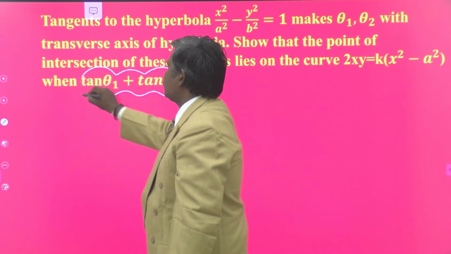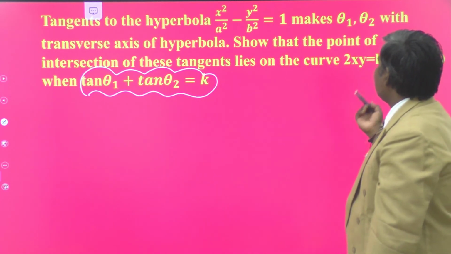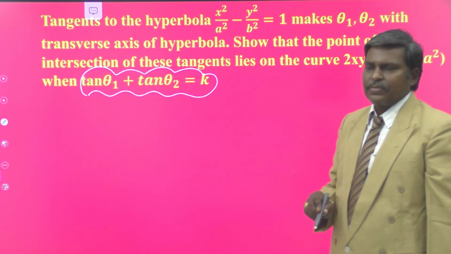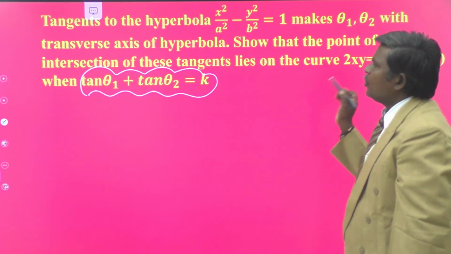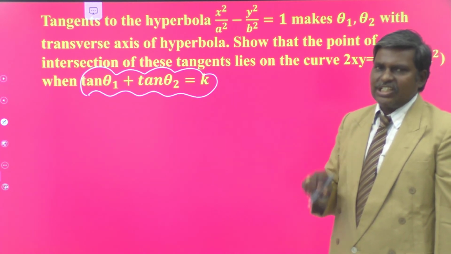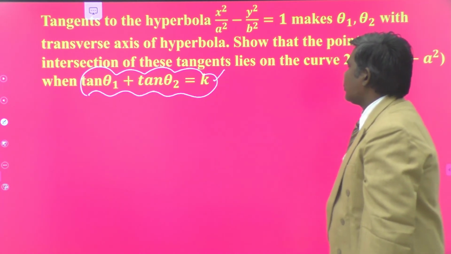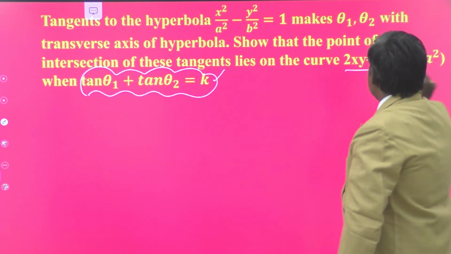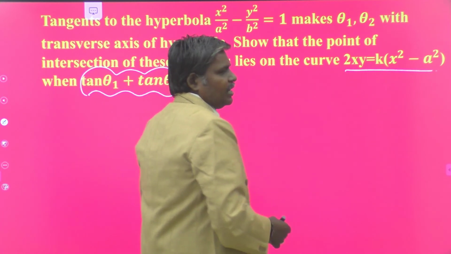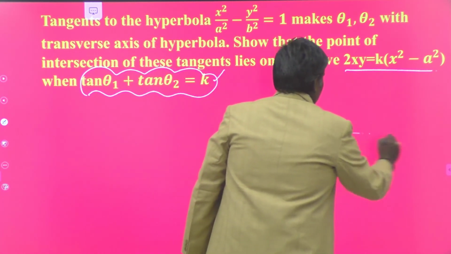So it is also a very simple question. We have to find out the locus of the point of intersection of tangents to the hyperbola, those tangents making angles θ1 and θ2 with the transverse axis in such a way that tan θ1 + tan θ2 = k, as this locus 2xy = k(x² - a²). So, very simple problem.